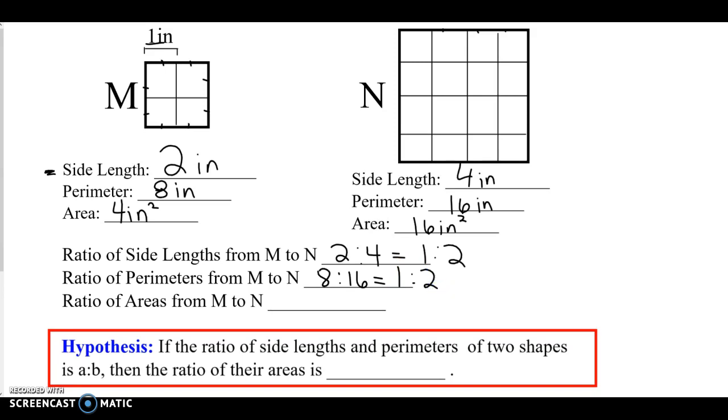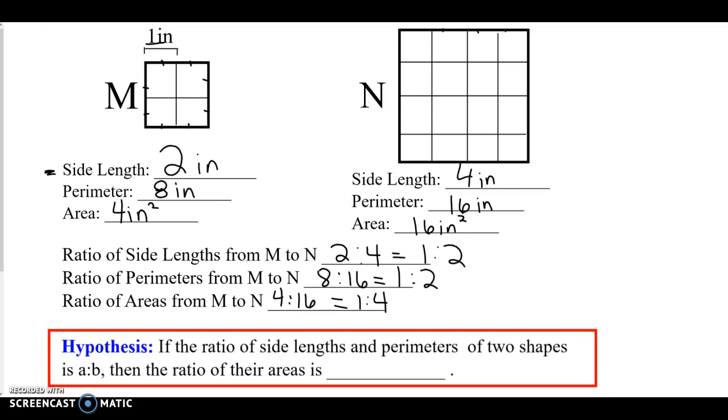And areas. So 4 to 16, which reduces to 1 to 4. Like you said. Okay, now take a minute. I want everyone to write something down in this box on their notes.